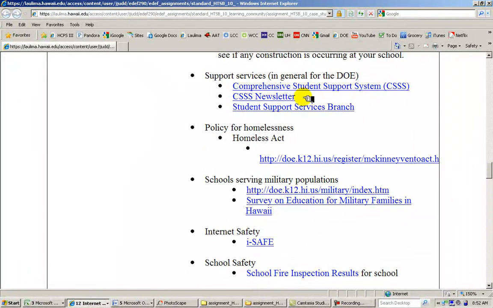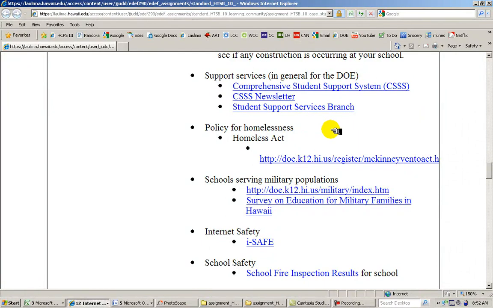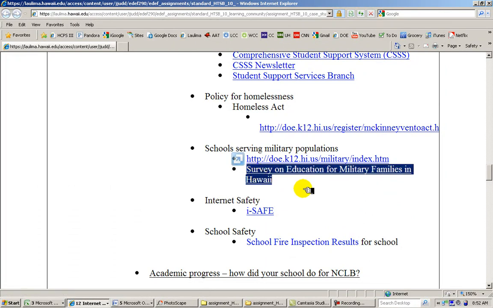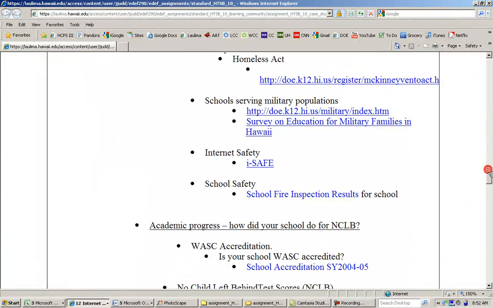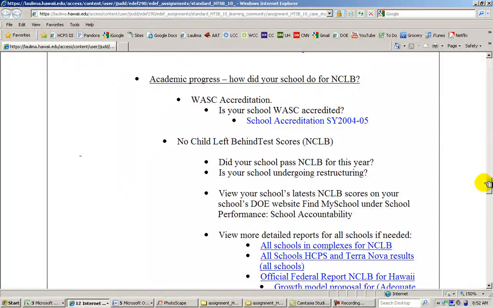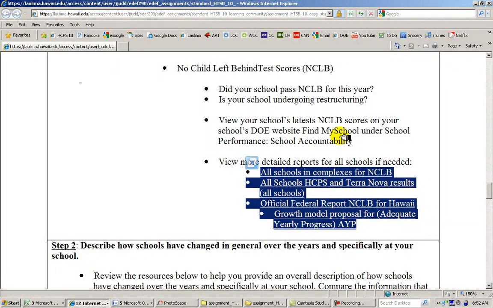You can take a look at some of the specific support services through these websites. You can look at the DOE's policy for homeless if your school has a high homeless population, and in addition also for military populations. And then finally you want to look at your academic progress of your school, of how well they did in No Child Left Behind. So you want to take a look at the scores of No Child Left Behind and see where you're at.